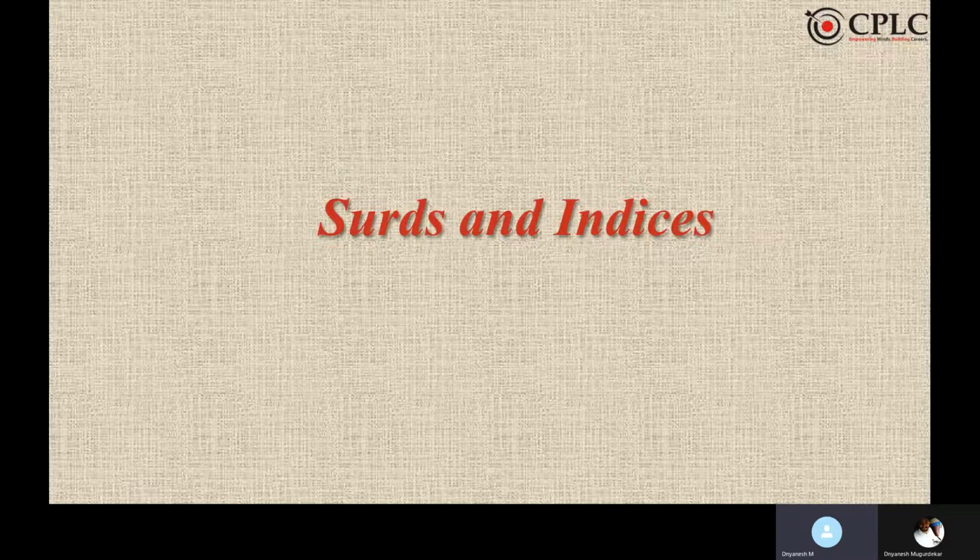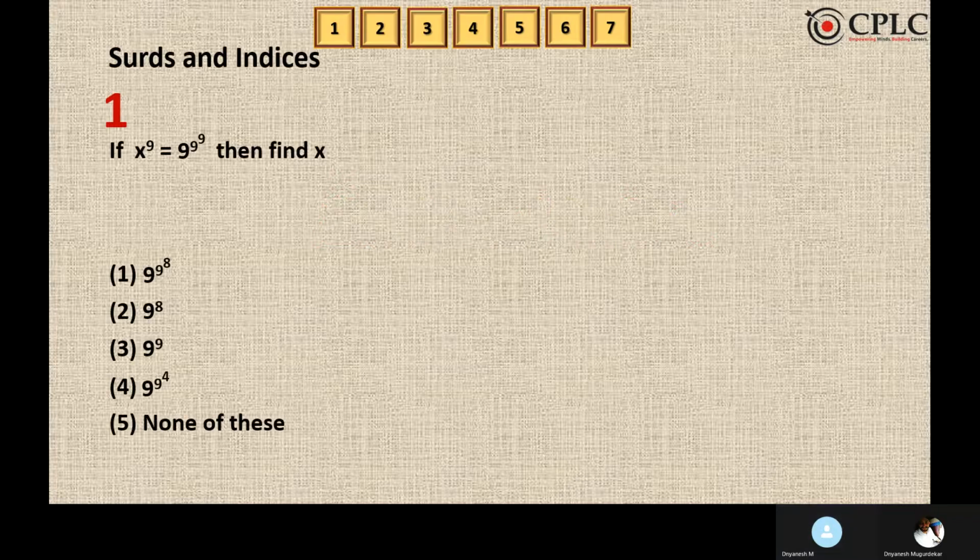Hi everyone. We are discussing the new chapter, which is chapter D, which is a continuation of the number system module. The first topic from that is surds and indices. So first question: x raised to 9 is equal to 9 raised to 9 raised to 9. Then find the value of x.